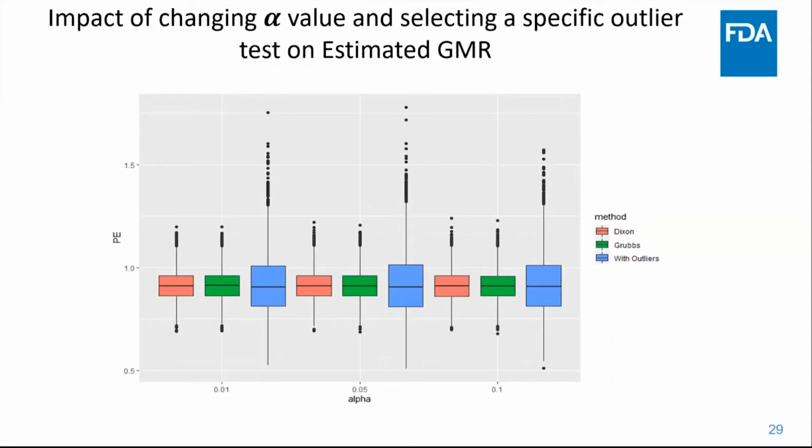What is the impact of changing the alpha value and selecting a specific outlier test on the estimated geometric mean ratio, or on the point estimate? So here we're considering still the 3 different alpha values, but we also consider 2 different tests, the Dixon test and the Grubbs test, and also a case when the outliers are all included in the data set. So in the first two cases, we exclude the outliers identified by the Dixon test, or we exclude the outliers identified by the Grubbs test, or we include the outliers, and we notice that we have no impact on the estimated value of the GMR.